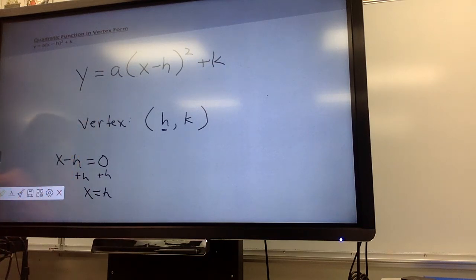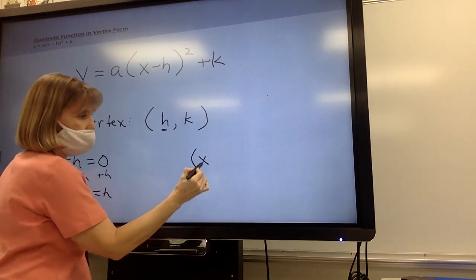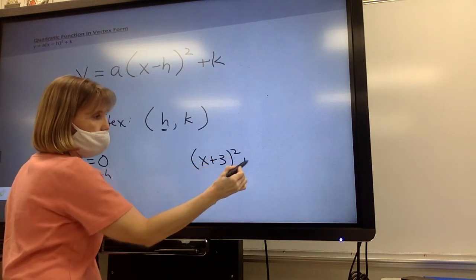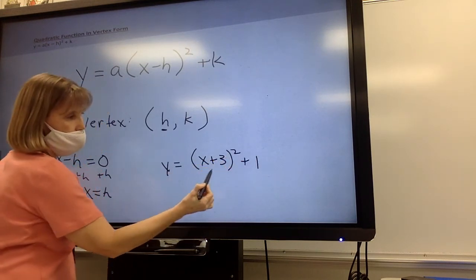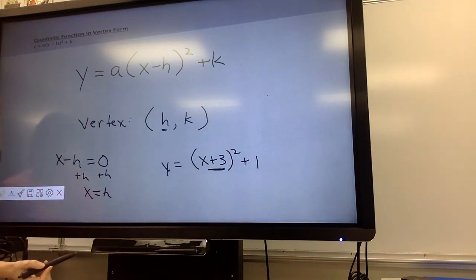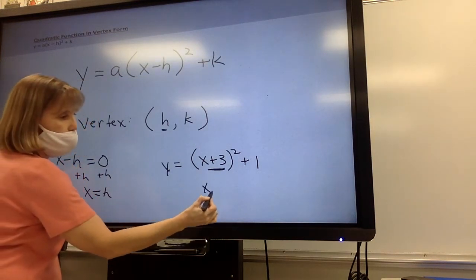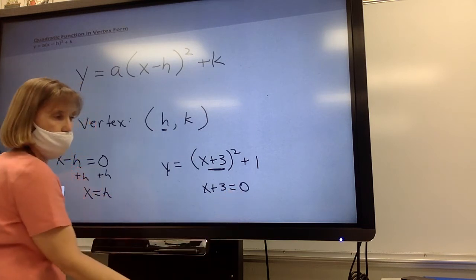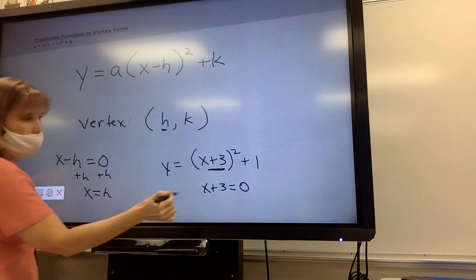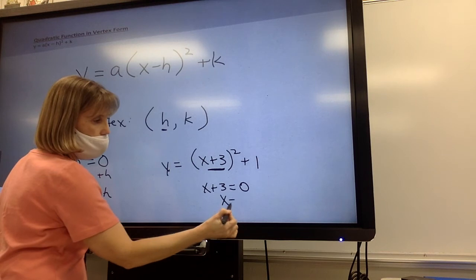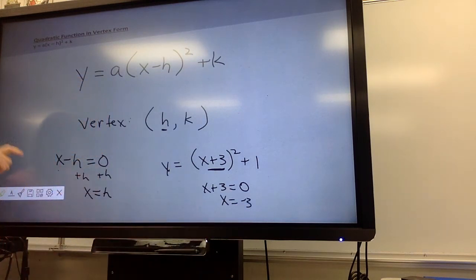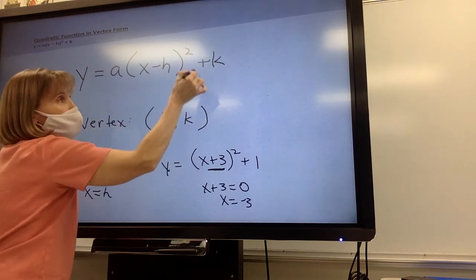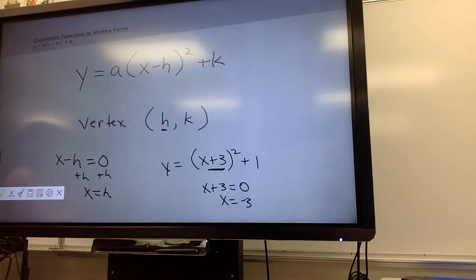Think about that one equation we had, x plus 3 quantity squared plus 1. This is my x minus h. If I said x plus 3 equals 0, I'd have to subtract 3 and get x equals negative 3. So the sign changes. It does not change with the outside value, however. If it's a minus, then it's negative in your coordinate. If it's a plus, it's a positive in your coordinate.